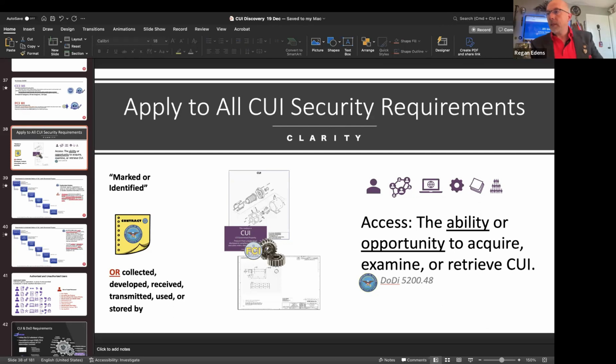Okay. So another question is, we have two categories. Now, if you want clarity on any additional information, please just add it to the chat. Happy to answer those. So the Prime can make CUI available to the sub by, yeah, but see, I've already covered that.